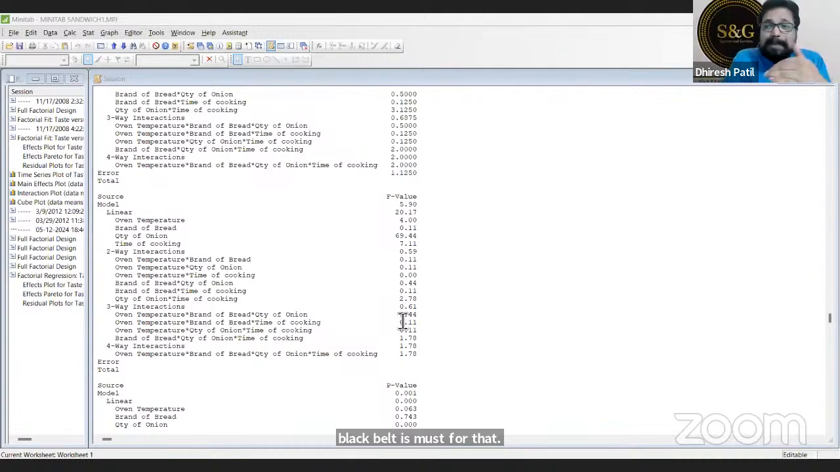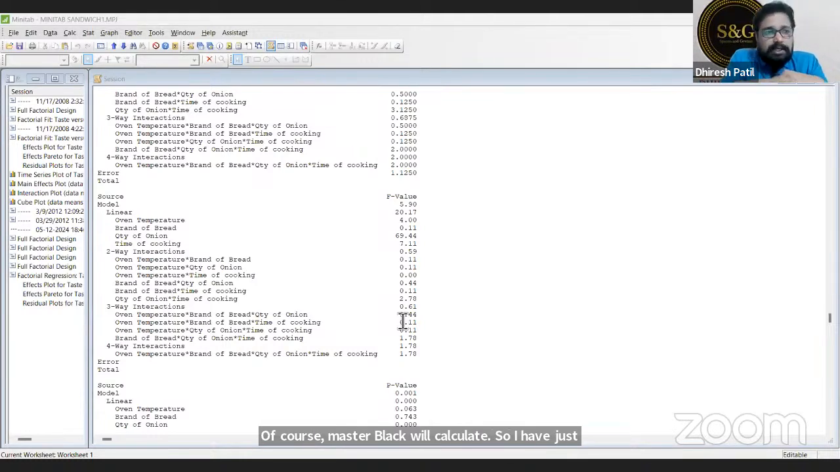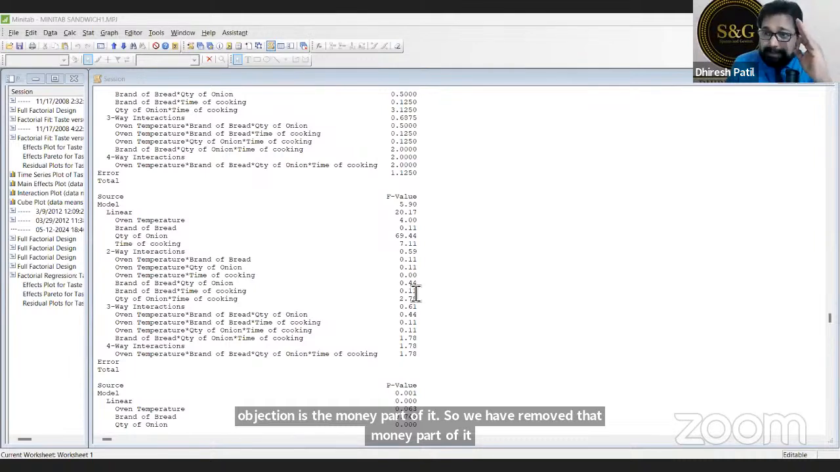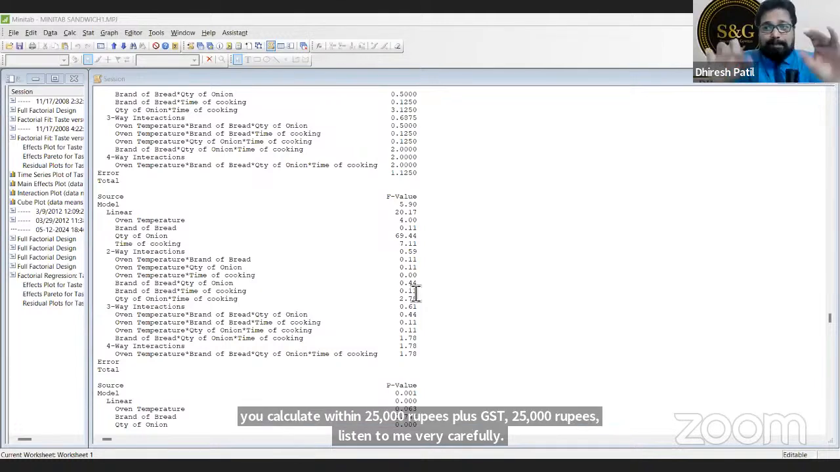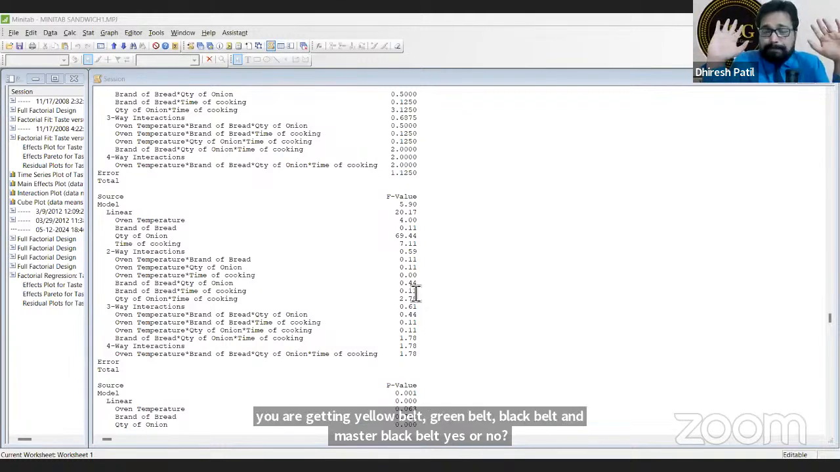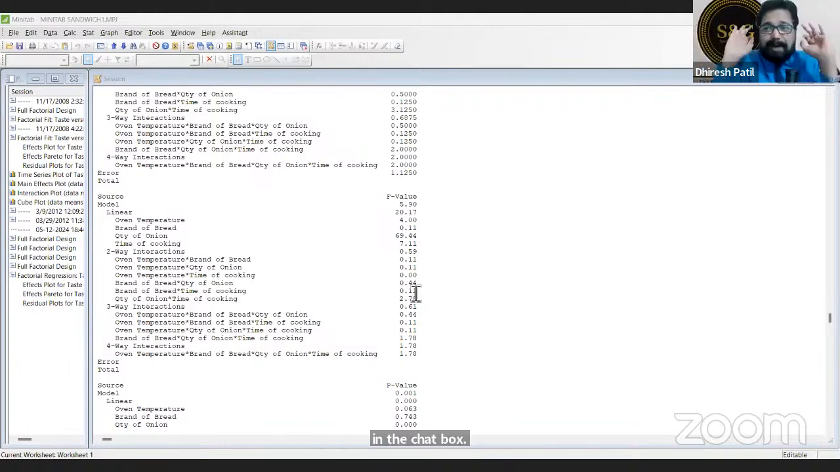You can get it in black belt also, but of course master black belt is different. So I have just removed all the objections. The biggest objection is the money part of it. So we have removed that money part. Now try to understand. If you are taking the admission today, within 25,000 rupees plus GST, listen to me very carefully, you are getting yellow belt, green belt, black belt, and master black belt. Yes or no? Just type yes or no in the chat box. For 25,000 plus GST you are getting all the Lean Six Sigma certifications.